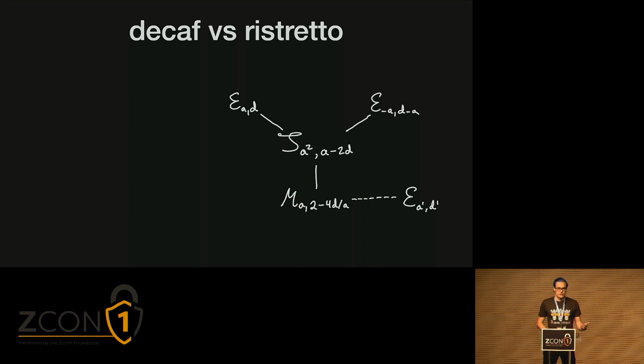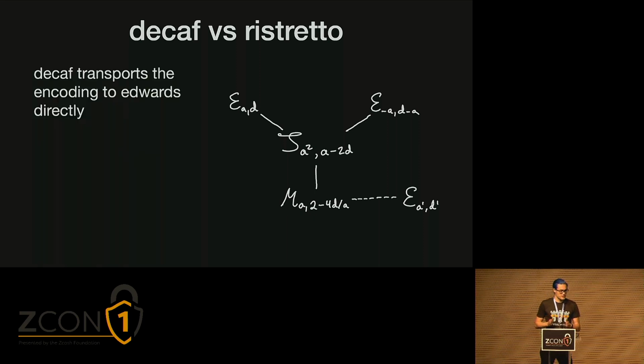We've got an encoding that's defined on this Jacobi quartic in the center, and then there's all these other related curves. So decaf transports the encoding from the Jacobi quartic in the center to the Edwards curve in the top left. And this works really well with the curve Ed448 that Mike made, where that curve is defined as a small d Edwards curve.